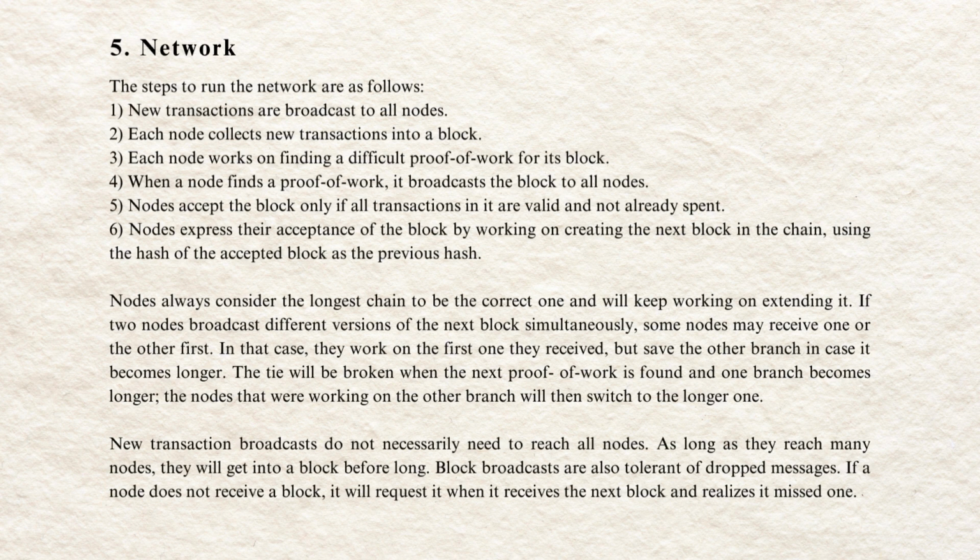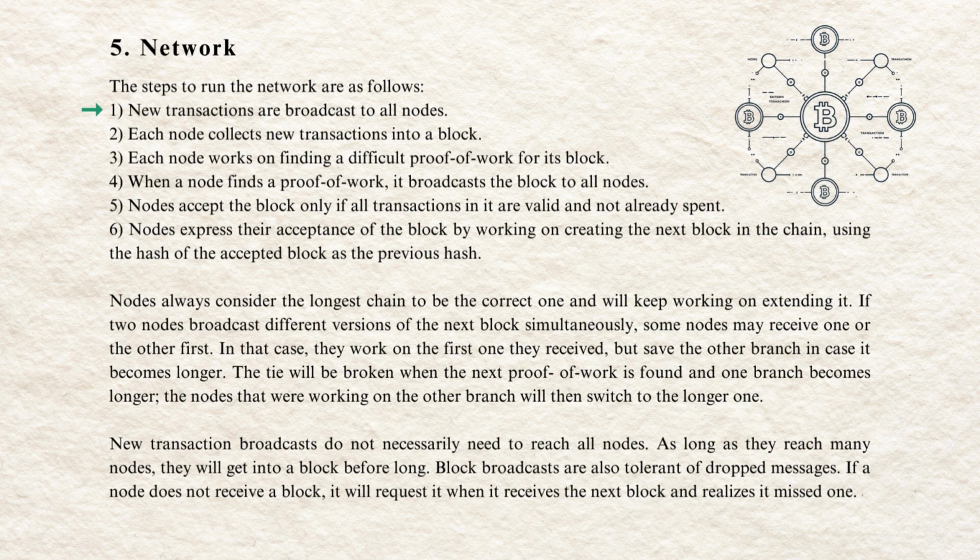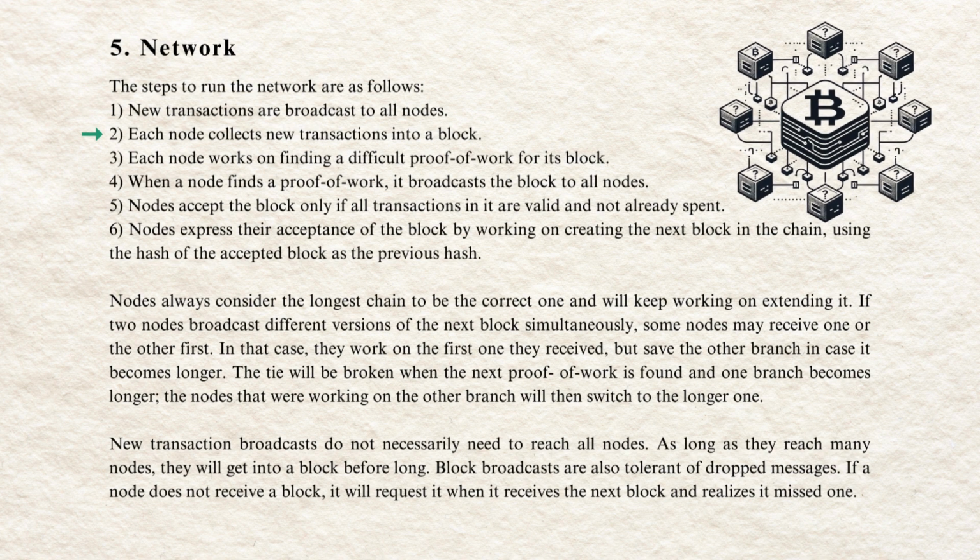Network. In the Bitcoin network, every node receives broadcasts of all transactions. Each node gathers these transactions into a new block and then tries to find the correct hash value that meets the proof of work requirement for that block.